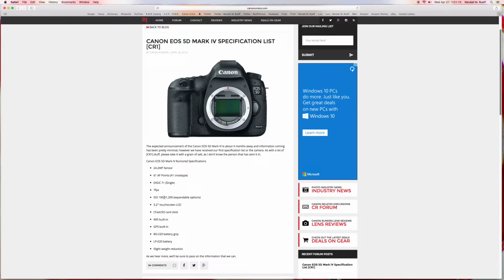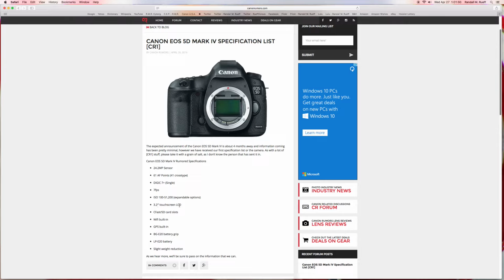ISO 100 to 51,200, standard. Now, what those expandable options are, we don't know. But most people won't be using the expandable options unless you're doing military surveillance or police investigator or private investigator. You're probably not even going to think about using those expandable options. But I guess it's nice to know they're there if you absolutely need them. Even if they don't look real good, it's good to know they're there.